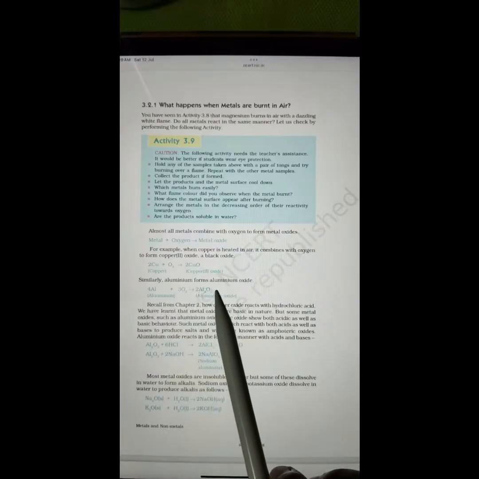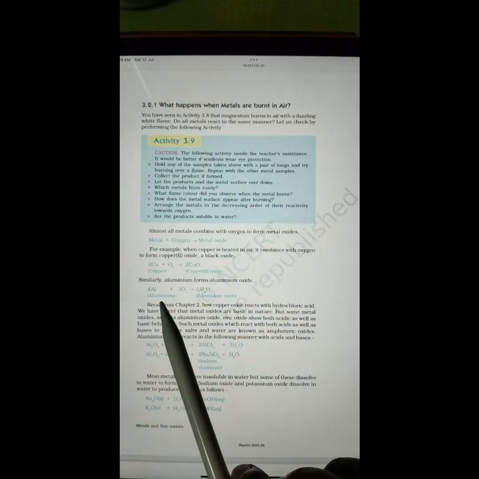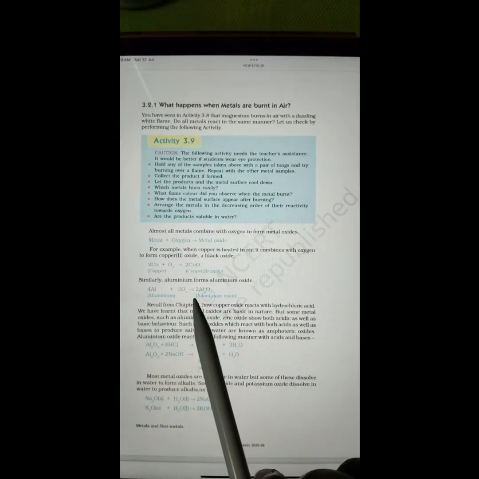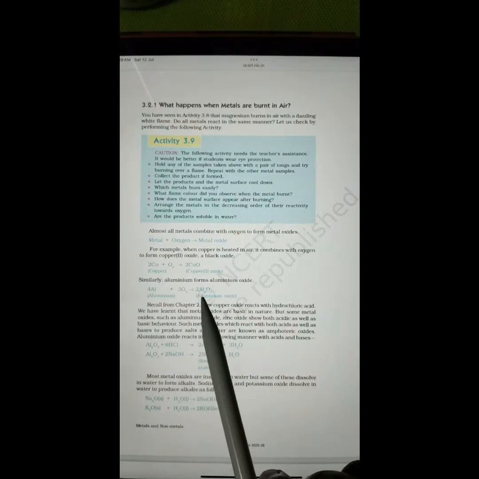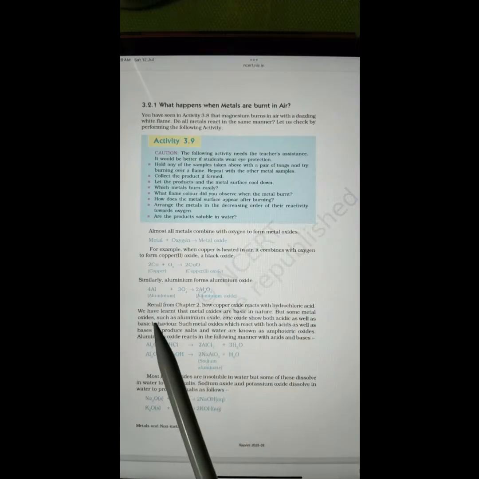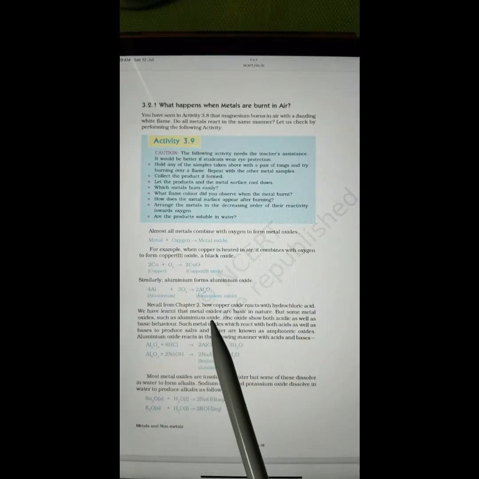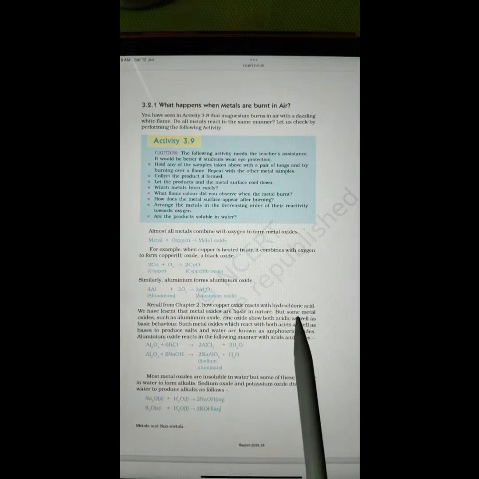Similarly, aluminium forms aluminium oxide. 4Al plus 3O2 will give you 2Al2O3. To balance the equation, we need to put 2 here. Al is aluminium, Al2O3 is aluminium oxide. Recall from Chapter 2 how copper oxide reacts with hydrochloric acid.